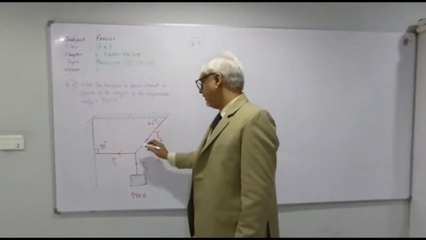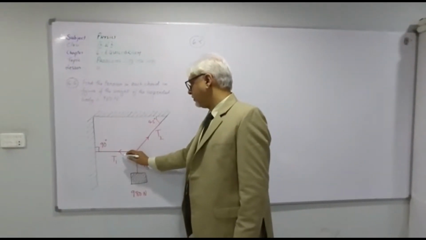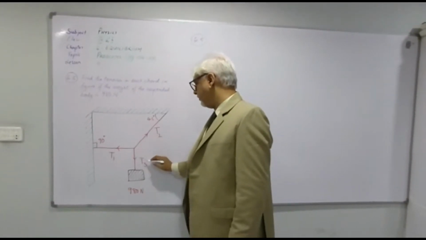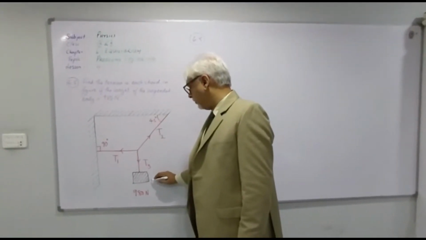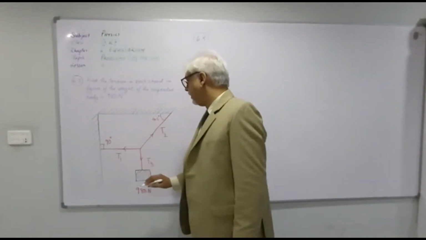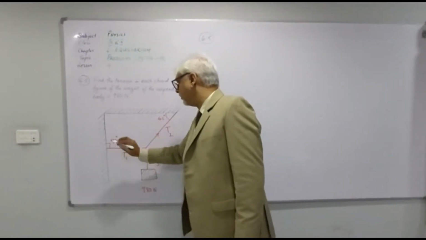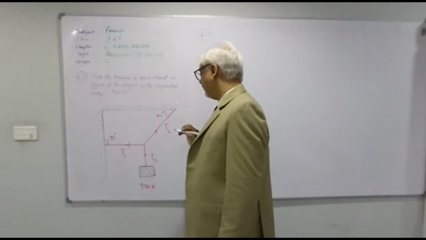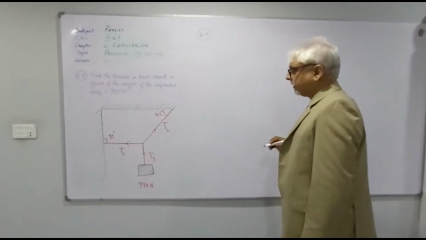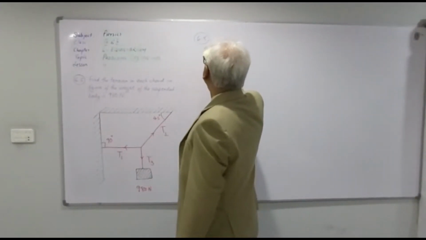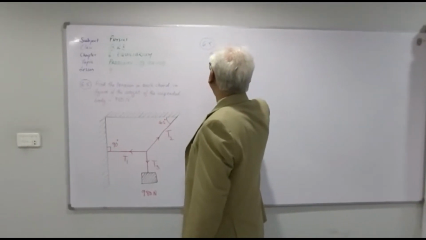Now you can see over here there are three cords. The tension along this cord is T1, along here is T2, and over here we have T3. The weight is acting downward, 980. It is suspended by these two cords. This cord is making an angle of 90 degrees against this one, and this one is making an angle of 45 degrees. So we have to calculate T1, T2, and T3.